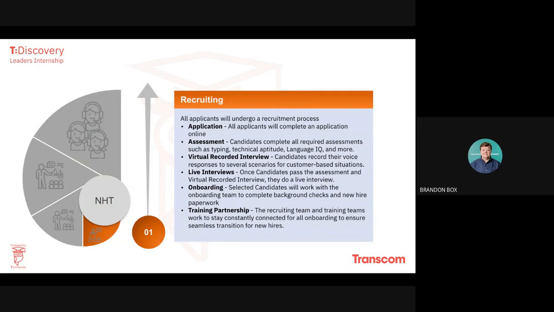So this onboarding team acts as a liaison between recruiting and training and really onboards the new candidate by getting background checks completed as well as new hire paperwork. And then from there, we have the training partnership. So the recruiting team and training teams work to stay constantly connected for all onboarding to ensure a seamless transition for new hires.